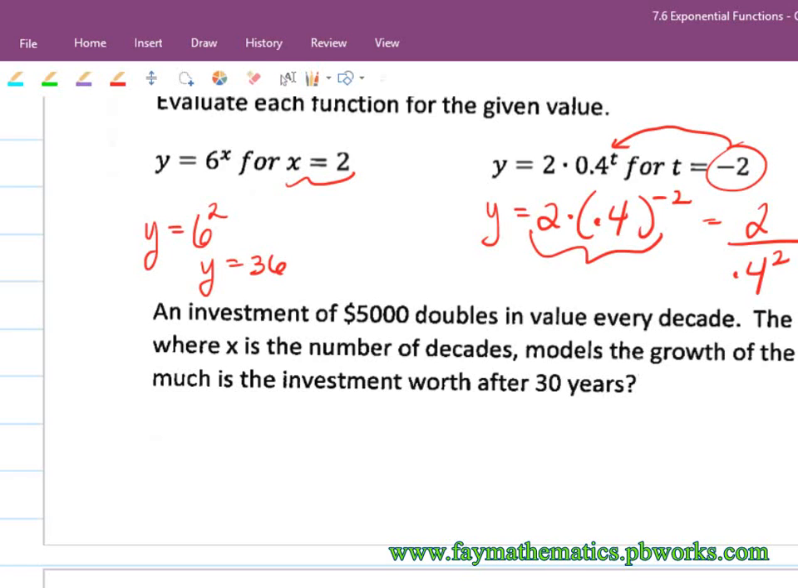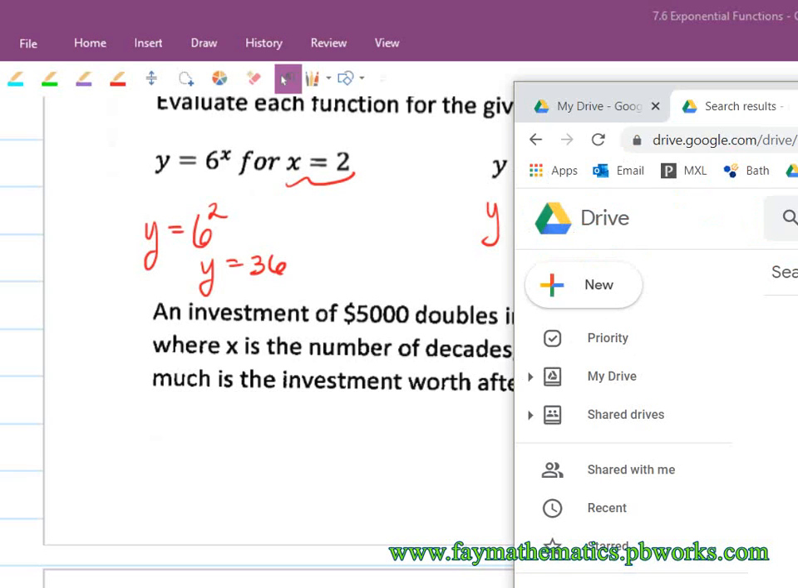But this has an investment of $5,000 that doubles in value every decade. So after 10 years, this is going to become $10,000. After 20 years, it then becomes $20,000. In 30 years, it would be $40,000. Okay, so it's doubling.